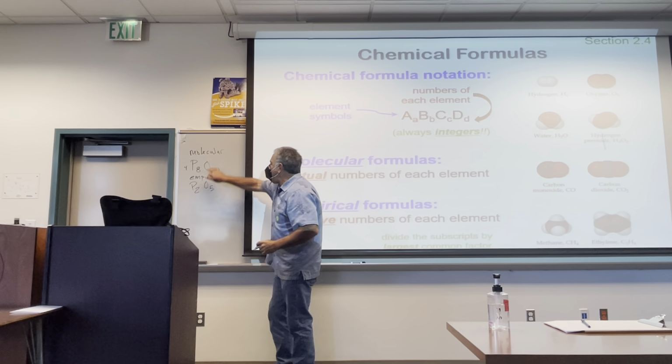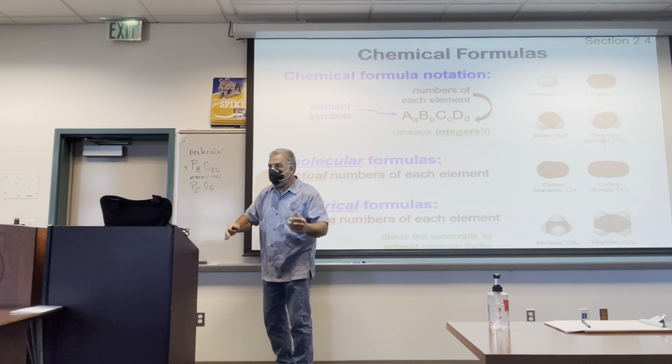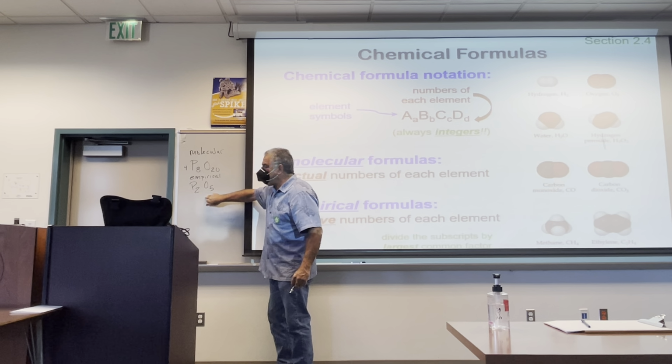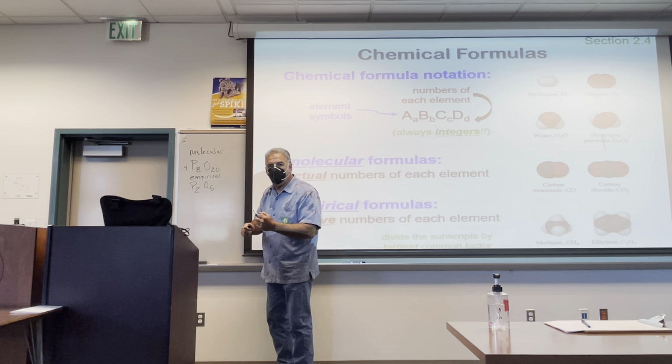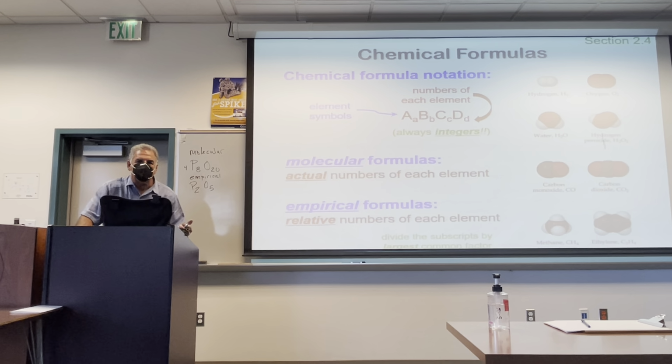So the molecular formula is the actual ratio of elements to each other for the compound. The empirical is the smallest whole number ratio, right? And that becomes important because of the way we used to classify materials.